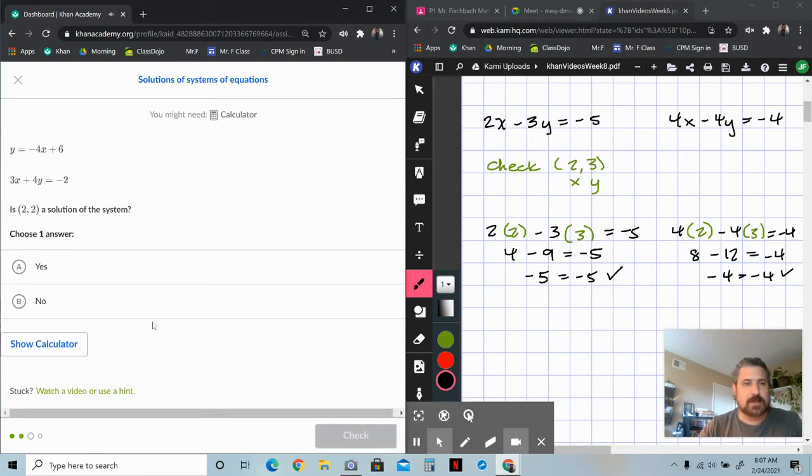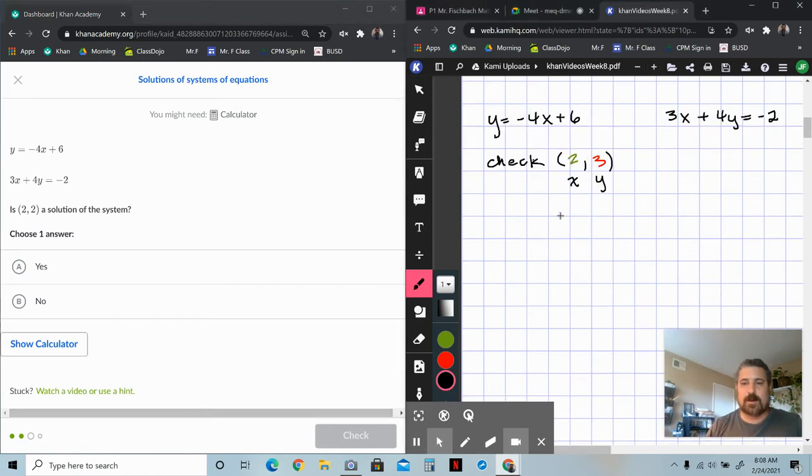All right, let's check the next one. I set it up for you here. So we're going to check to see if (2, 2) is a solution to both of the lines, hence a solution to the system. You're looking for the intersection point between the two lines, which is basically an ordered pair that exists on both of them.